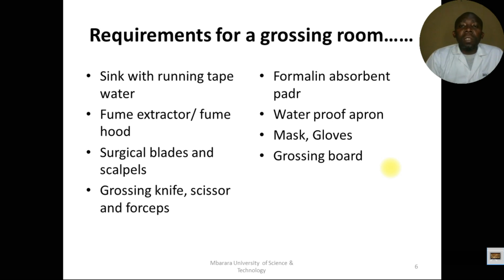So continue with the requirements for the grossing room. We need a sink with tap water because we always need to clean our working stations and even wash our hands. And yes, we cannot operate a lab without water. This we know very well. And on the chopping board, on the grossing board, we shall need to always flood it with water to clean, and actually we avoid having unnecessary mixing up of samples. So we need to keep it very clean. We need a fume extractor.